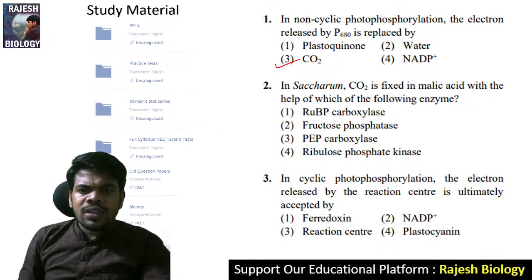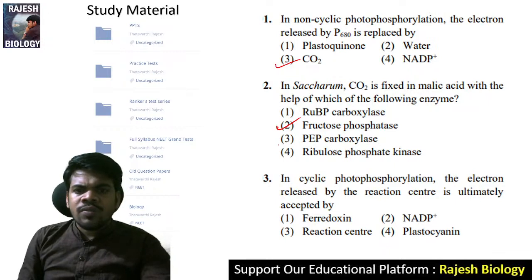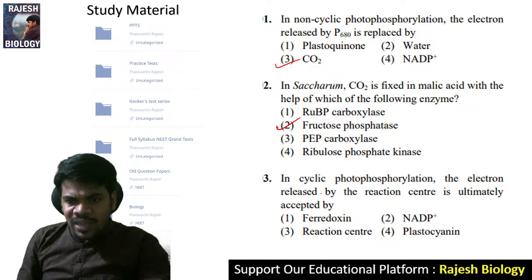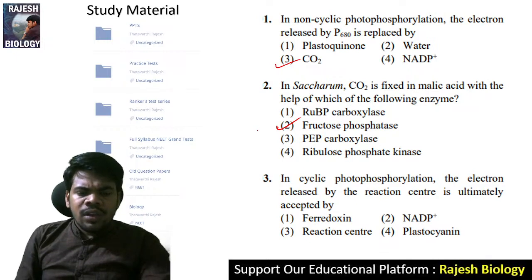Second question, the right answer is fructose phosphatase. Third question, in cyclic photophosphorylation, the electron released by the reaction center is ultimately accepted by what?